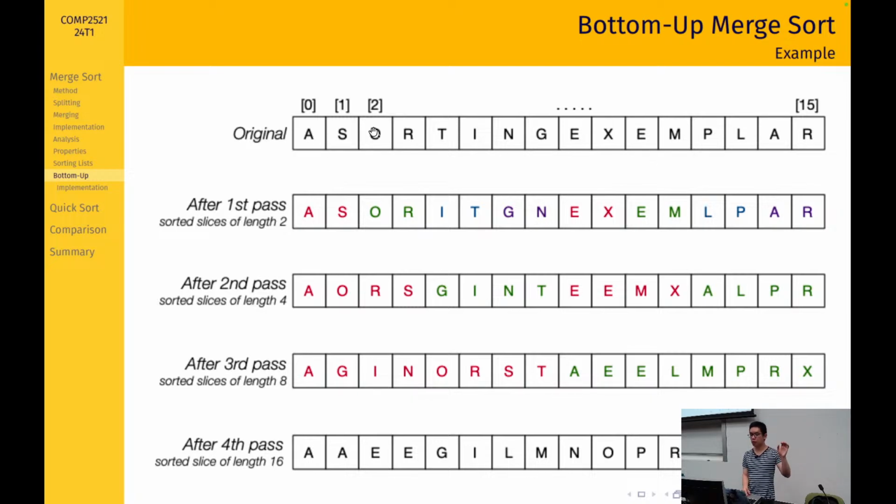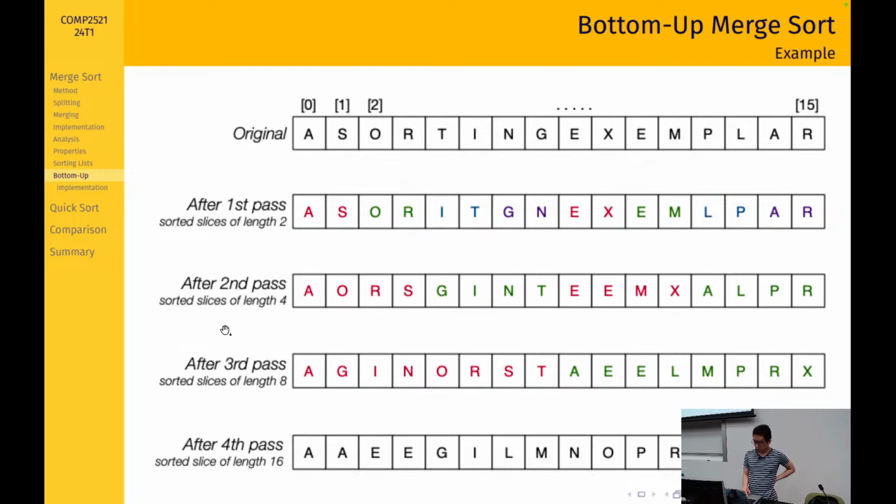So AS, OR, that's another pair, TI, that's another pair, and so on, and it merges those into a sorted subarray of size 2, right? So AS gets merged into AS because AS is already sorted, OR gets merged into OR, TI gets merged into IT, NG gets merged into GN, and so on, right? So now that we have sorted subarrays of size 2, we then take those, merge them into sorted subarrays of size 4, as you can see here. So ASOR get merged into AORS, and so on across the entire array.